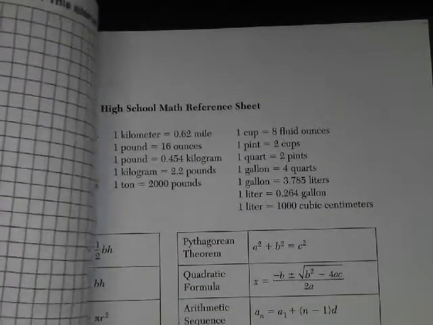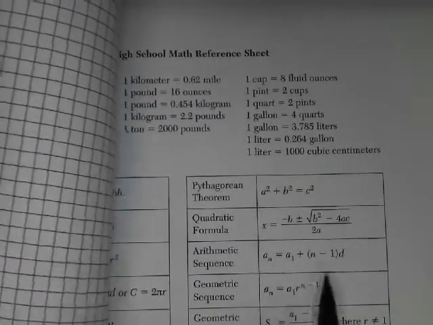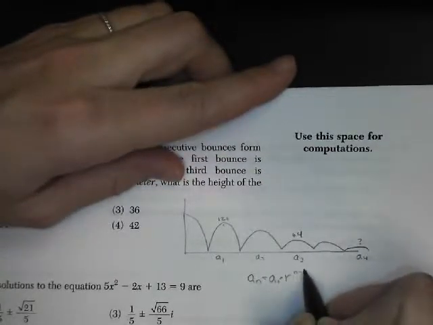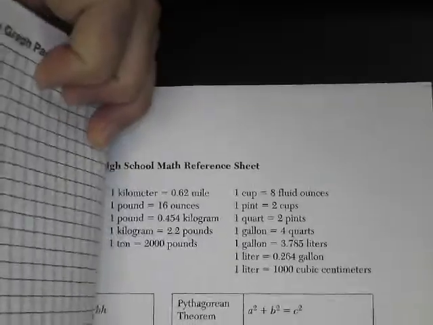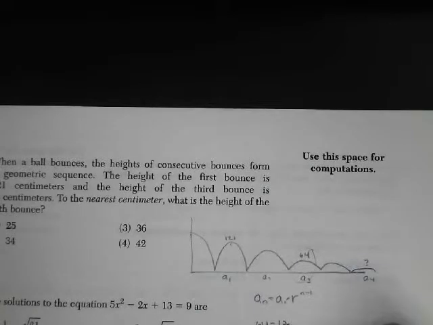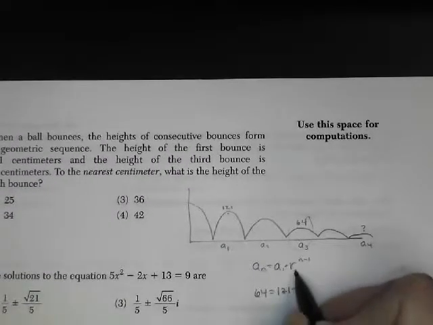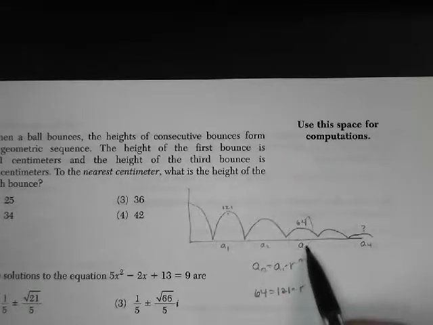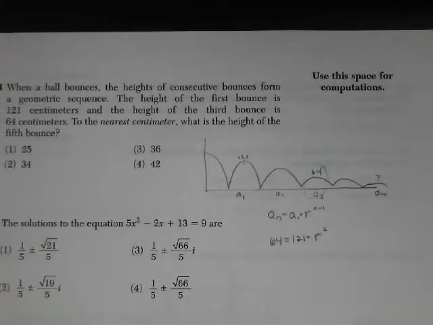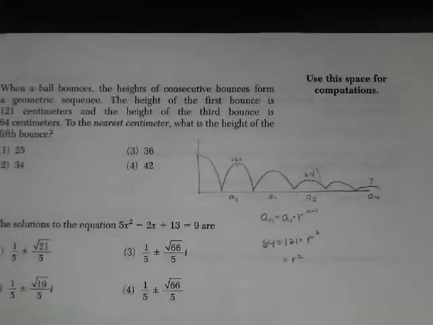We have a geometric sequence formula. It's right in your reference sheet. Geometric sequence is a sub n equals a sub 1 times r to the n minus 1. So let's say I know my third term is 64, so we'll let n be 3. So a sub 3 would be 64. A sub 1 is 121 times r, which is what we're looking for, and n was my third term, so 3 minus 1 would be 2. This allows us to solve for r, so we'll divide both sides by 121.